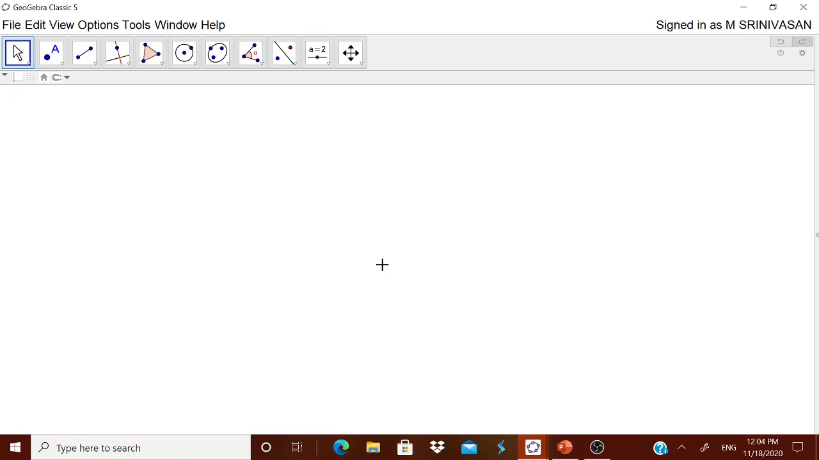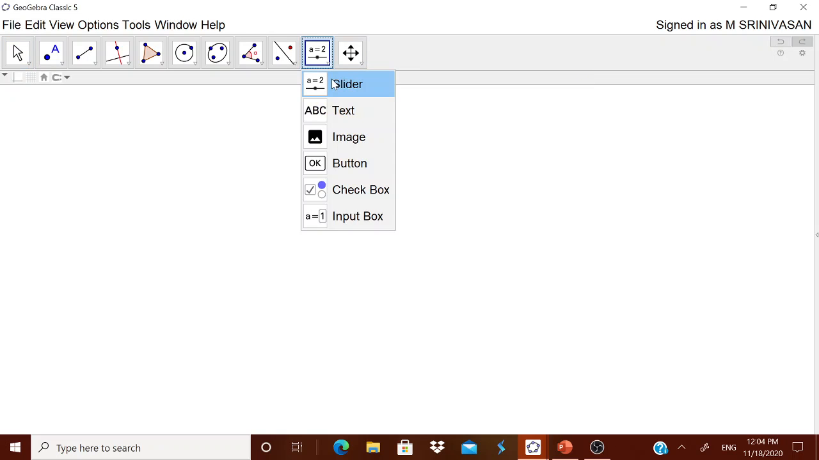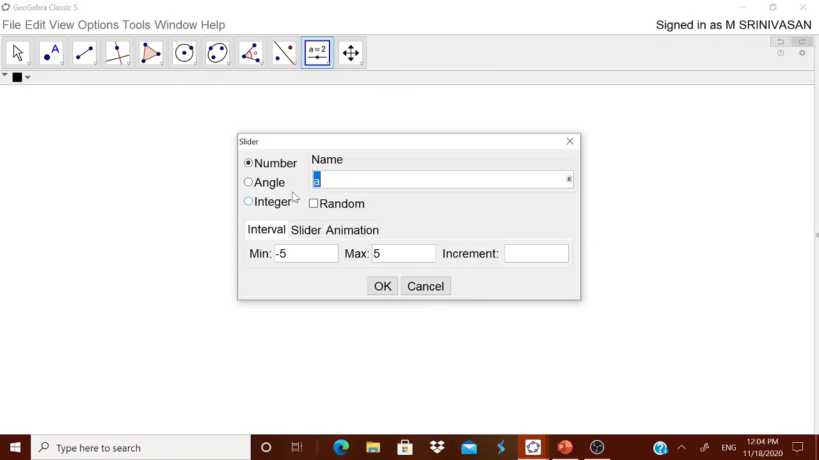Okay, now let us try to see the sliders. The slider, as I explained, is having a number. It can be a number, it can be an angle, or it can be an integer. But when you take an integer, the increment will automatically be 1, positive integer, and angle means, all of you know, that it is from 0 degrees to 360 degrees. The number may be anything. But in a default setting, it will be minus 5 to 5.